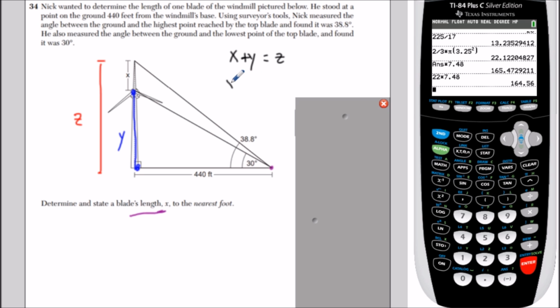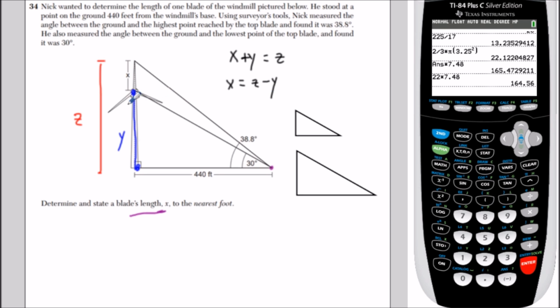Oops, let's try writing that again. x equals z minus y. So what we're going to do is consider this right triangle here built with a 30-degree angle, and then the bigger right triangle which uses the entire 38.8 degree angle. So let's say I separate the triangles. Like this is the small one.